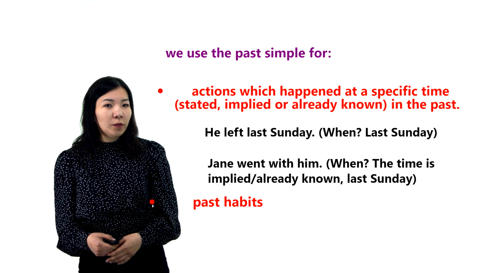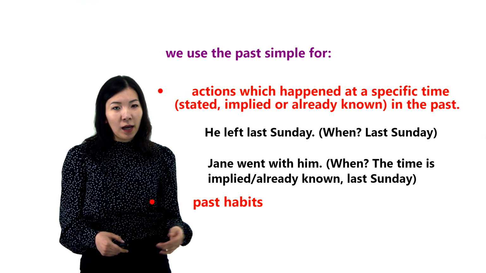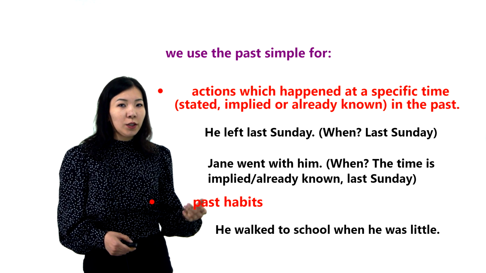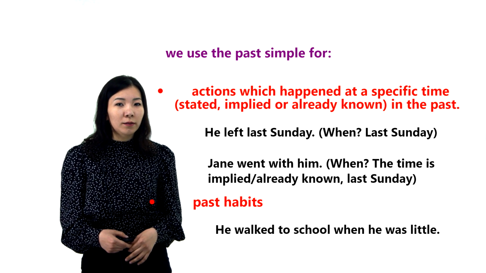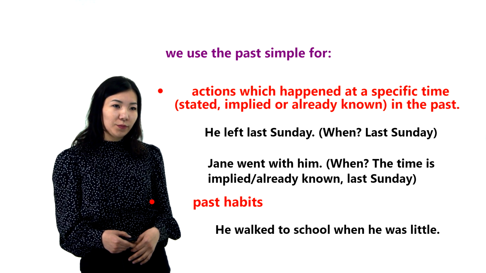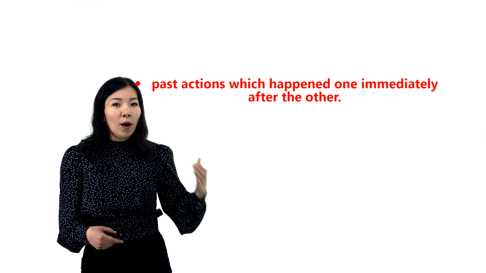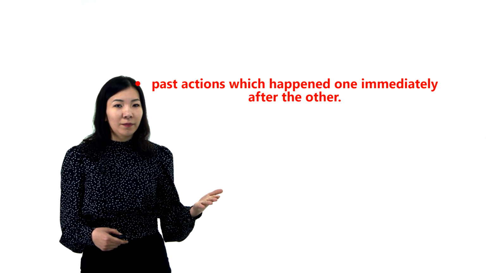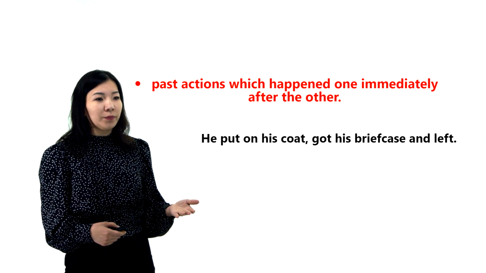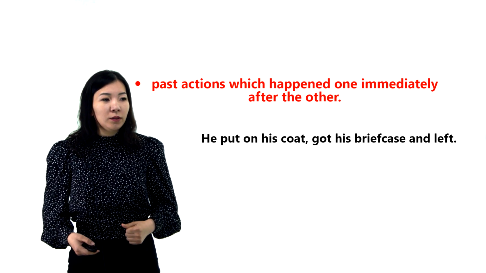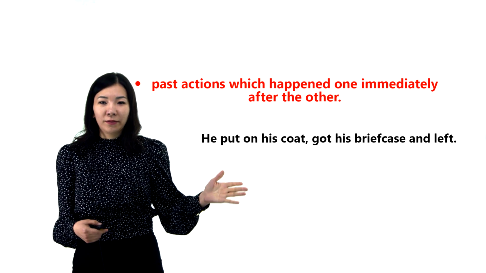We also use the past simple to talk about past habits. For example, he walked to school when he was little. Past simple is also used for actions which happened one immediately after the other. For example, he put on his coat, got his suitcase, and left.